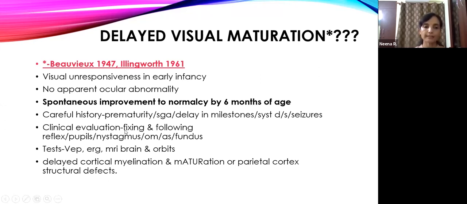And on ophthalmic evaluation, initially the child may be unresponsive to the usual examination techniques, and everything may appear normal in the examination. Structural changes may not be there, but they usually improve. A follow-up is all that is required, and they usually improve by 6 months of age. And people think that a delayed cortical myelination and maturation is the cause for this, or sometimes there could be some structural defects without any permanent damage.